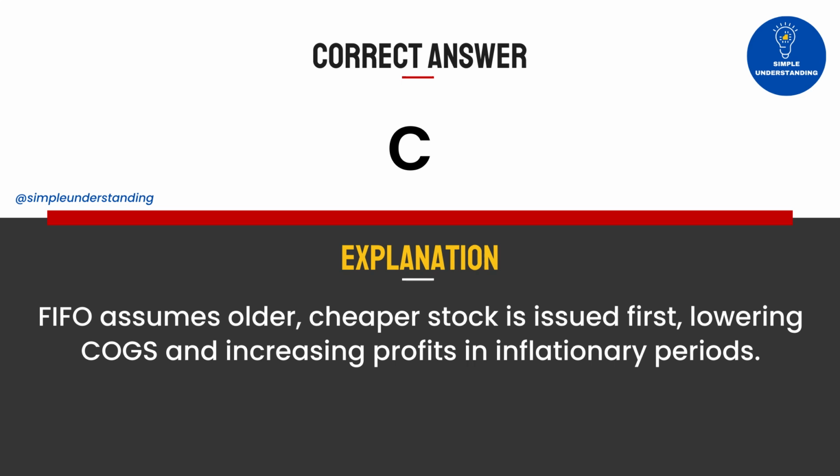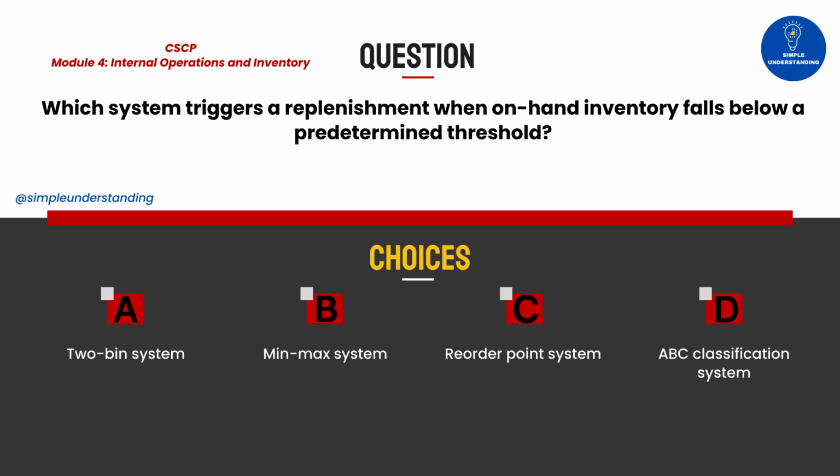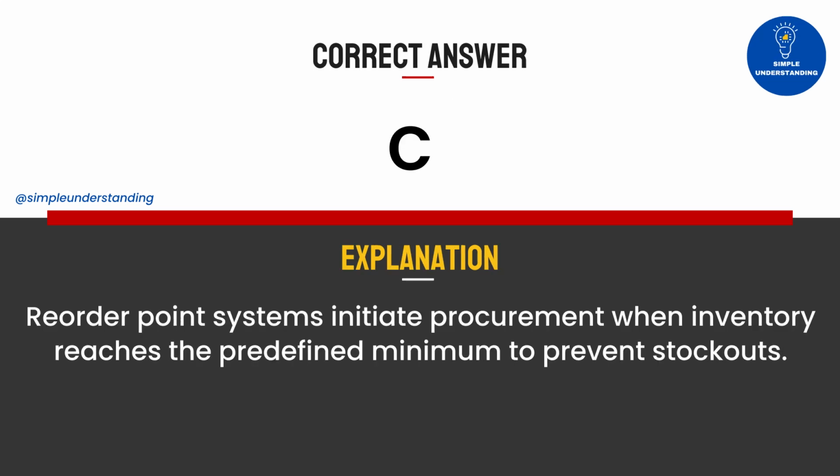9. Which system triggers a replenishment when on-hand inventory falls below a predetermined threshold? A. Two-bin system. B. Min-max system. C. Reorder point system. D. ABC classification system. Correct answer, C. Explanation: reorder point systems are triggered when inventory hits a defined minimum, ensuring timely reordering.